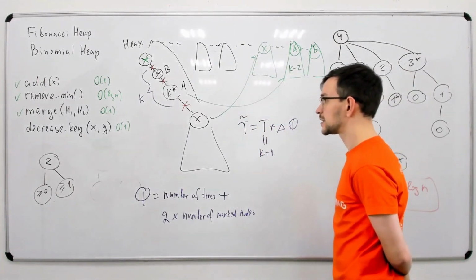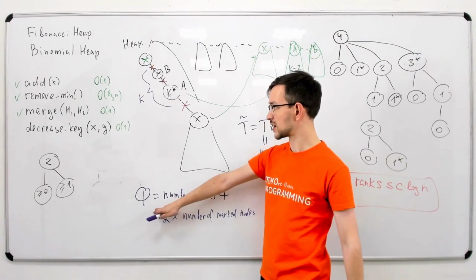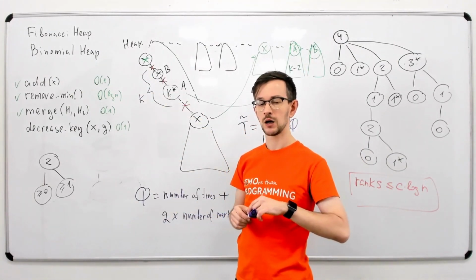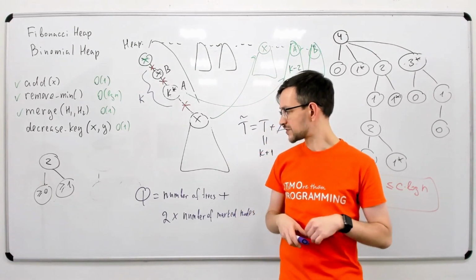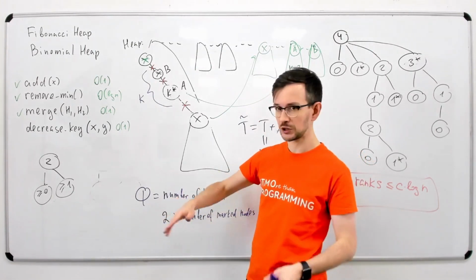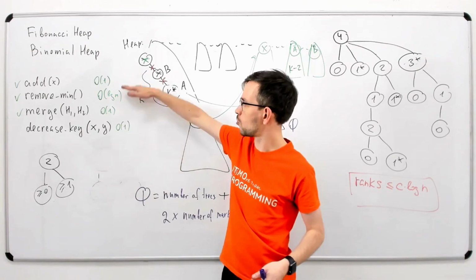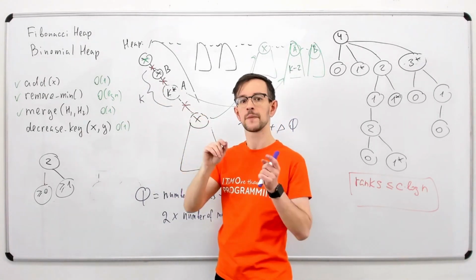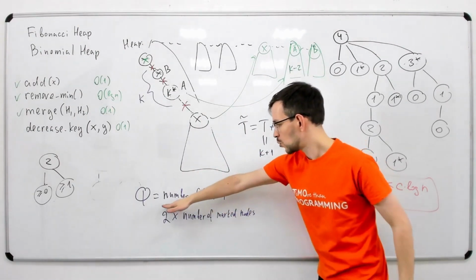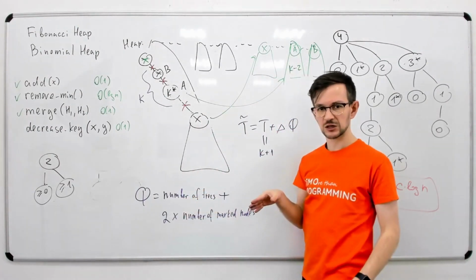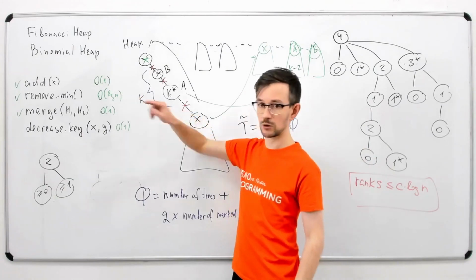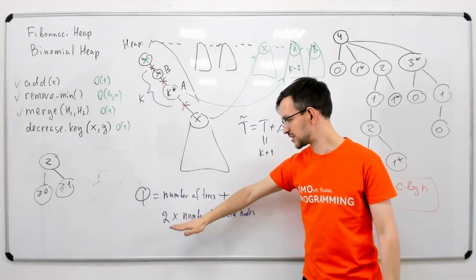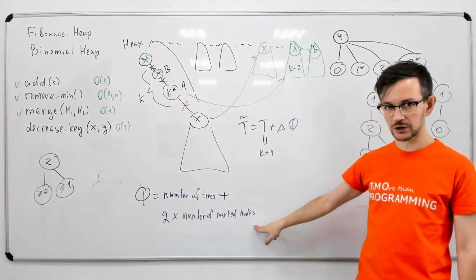Yes, the idea is that we need to maintain the same potential function for all operations in your data structure. You need to have some potential function which is good enough to maintain the amortized cost of all your operations. I need this number of trees in order to have this time complexity good. So I just add to this number of trees 2 multiplied by the number of marked nodes.